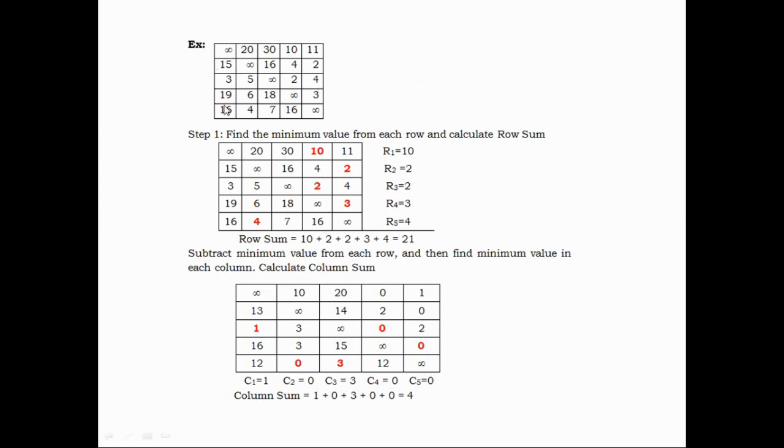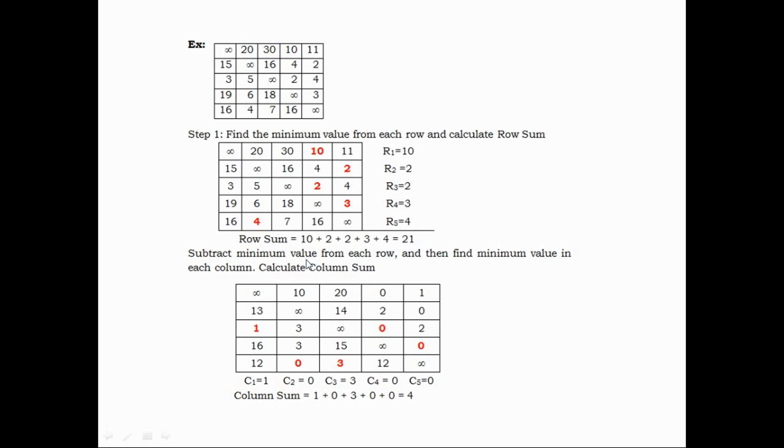The 5 cities are given and the distances between the cities are given in this matrix. Step 1. Find the minimum value from each row and calculate the row sum. In the first row, 10 is the minimum. In the second row, 2 is the minimum. In the third row, 2. Fourth row, 3. Fifth row, 4. Row sum, adding all of these, equals 21.